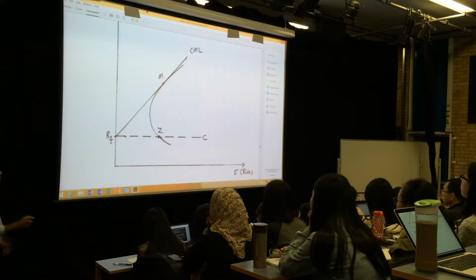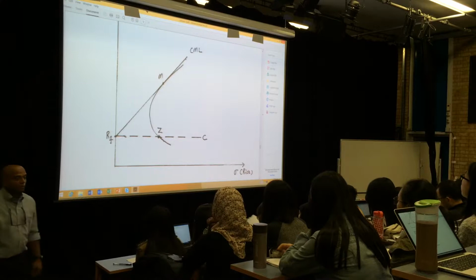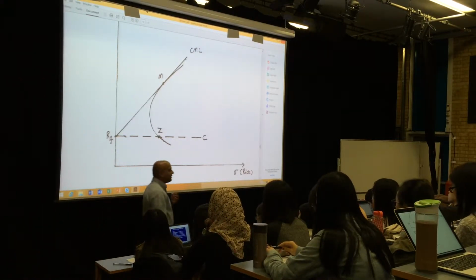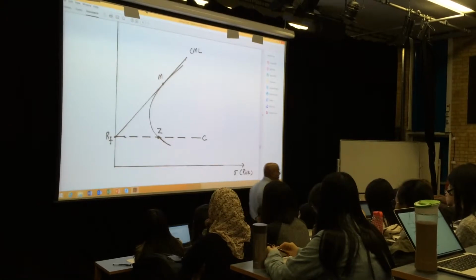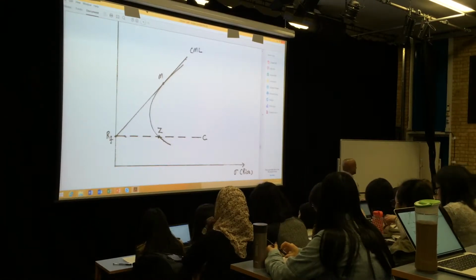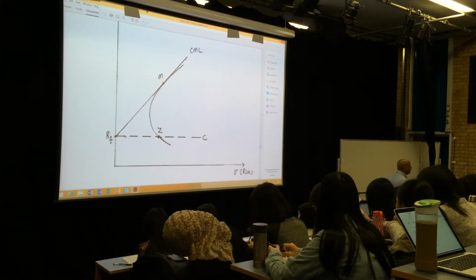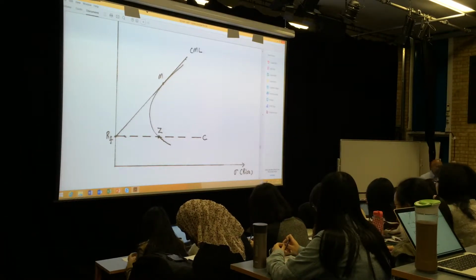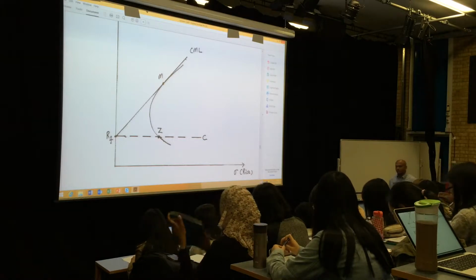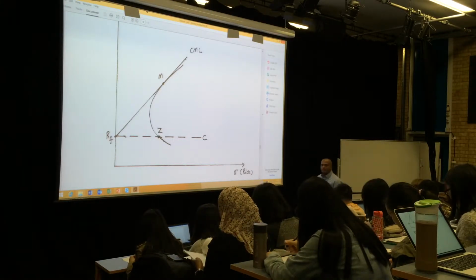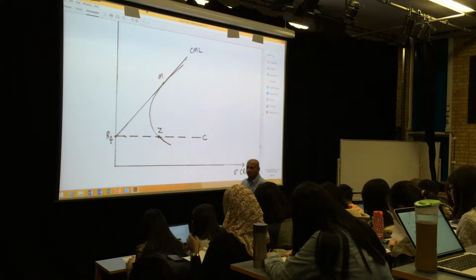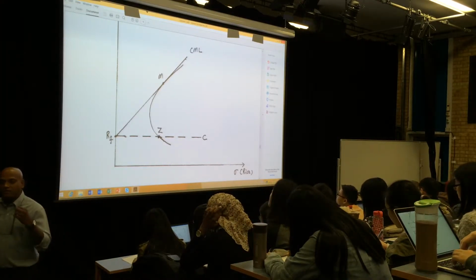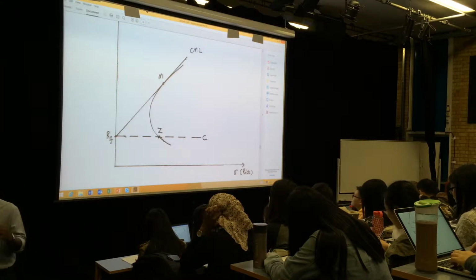The capital market line, not the security market line. What's the difference between the capital market line and the security market line? If I ask a very short question, part A of a question, tell me the distinction between the security market line and the capital market line. What is the difference? What is the same, what is the similarity, and what is the difference? That's a good question to think about. What is the similarity and what is the difference?